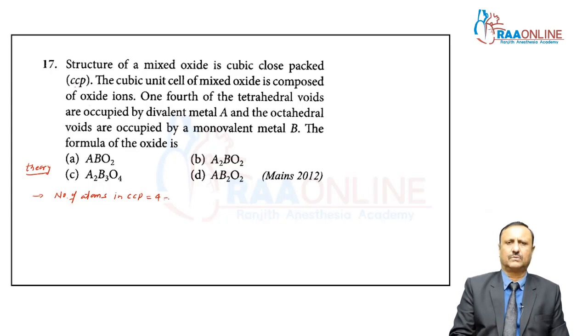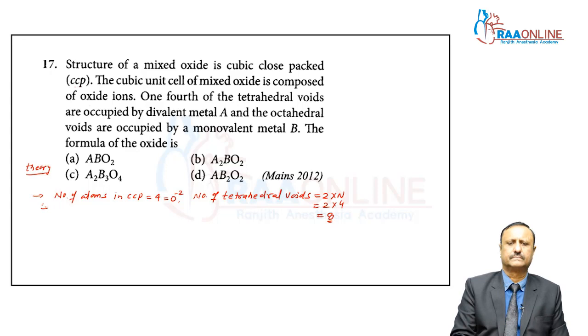So here, oxide ions are present. Now we can see the number of tetrahedral voids, that is equal to 2 into n. Here n is equal to 4. So you can see, that is 2 into 4, that is equal to 8. You get the number of tetrahedral voids as 8.